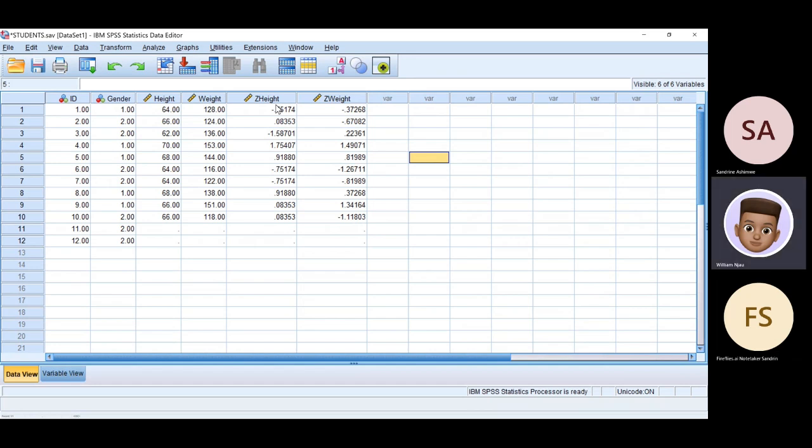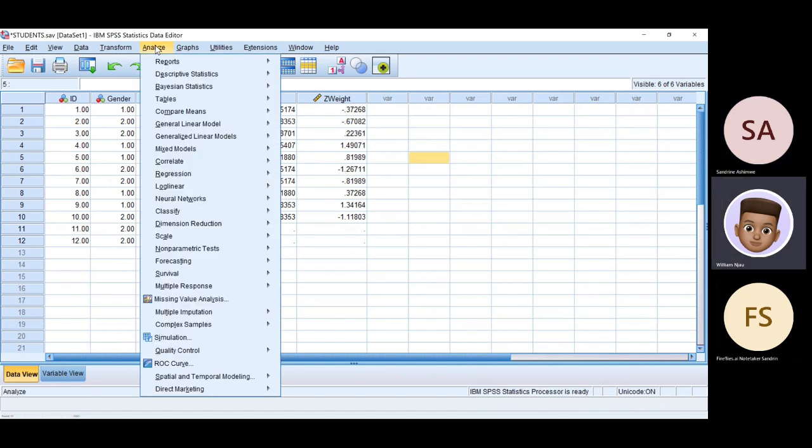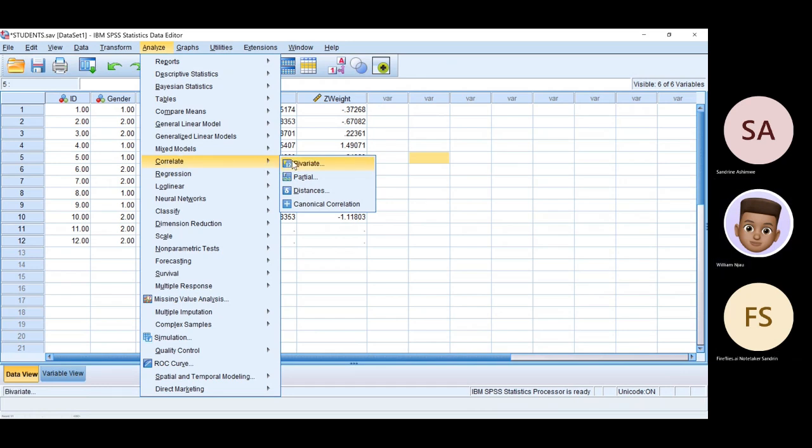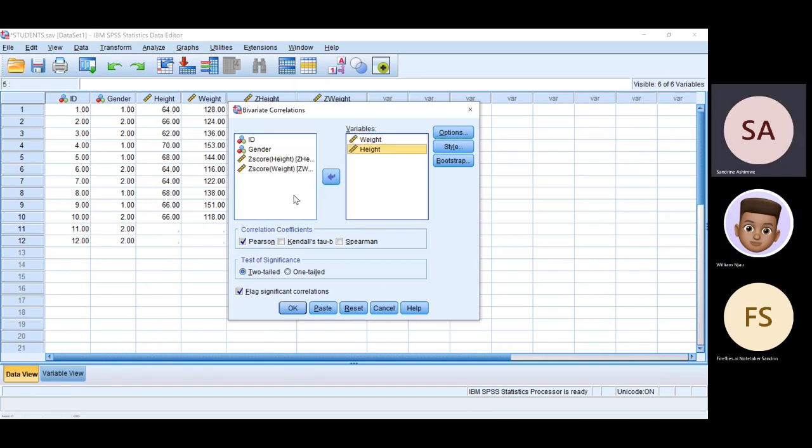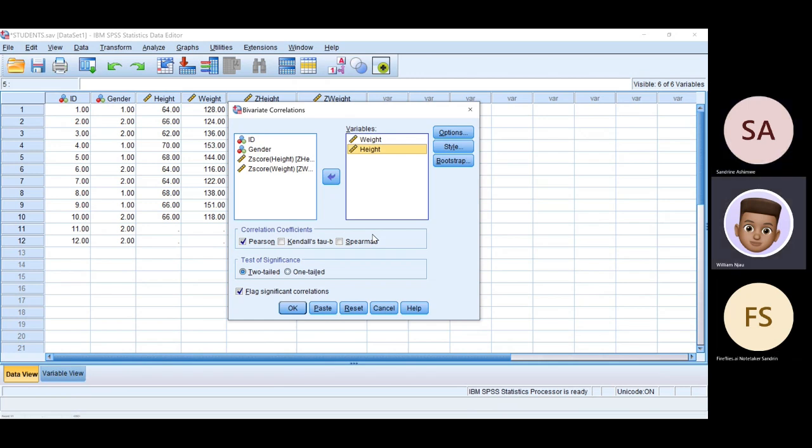So now to analyze, you go to Analyze. Now you scroll down to Correlate. Can you see Correlate somewhere? Then we're going to do a Bivariate. So we've said that we are looking at height and weight. Just move this to the right. And then, let's just look at that box and see what it is telling you before you click on anything.